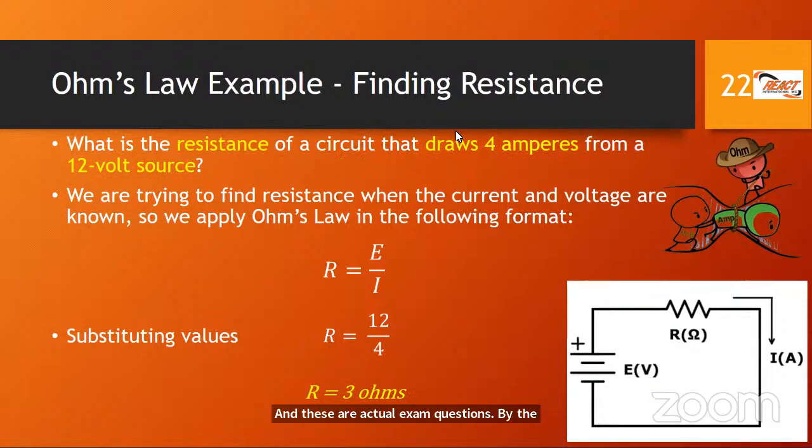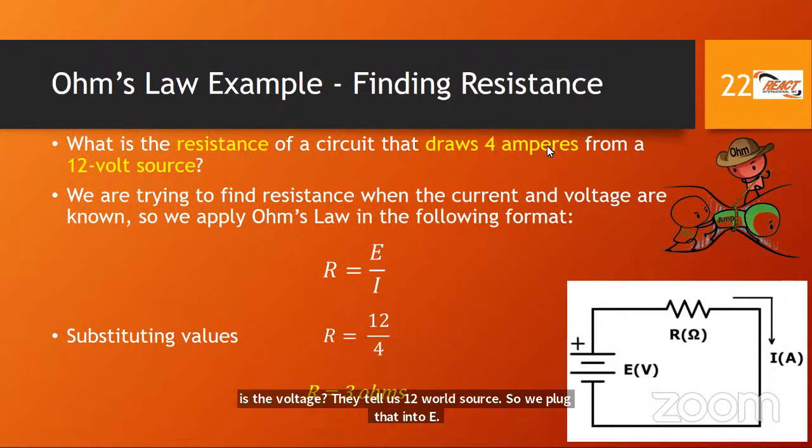What is the resistance of a circuit that draws 4 amperes from a 12-volt source? Again, same formula. R is equal to E over I. We want resistance. We know voltage. We know current. We plug those in. What is the voltage? They tell us 12-volt source. So we plug that into E. There's the 12. We need current, I. What is the current? It says draws 4 amperes.